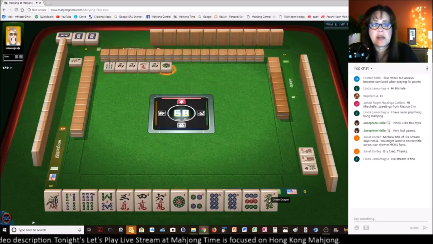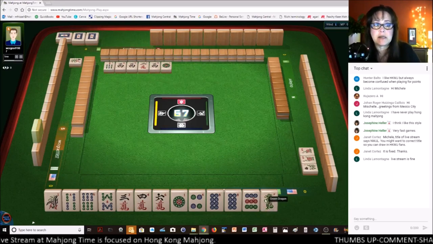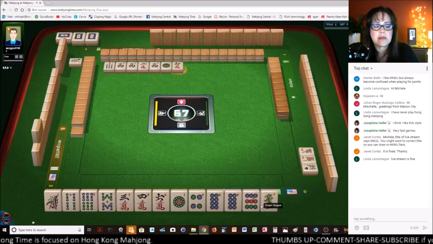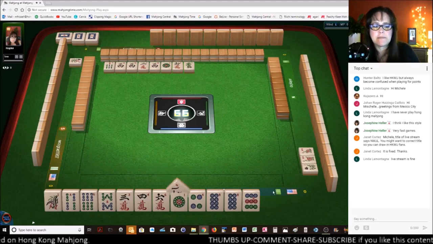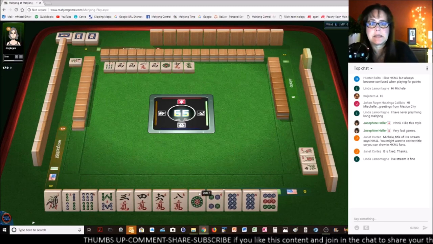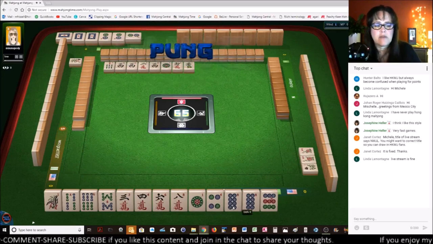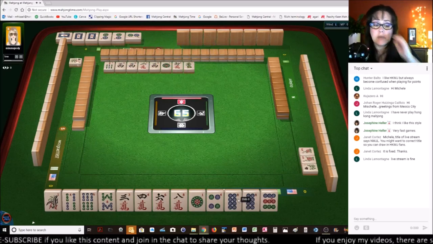Simples, 2 through 8, I should say. Tiles 2 through 8 is what we want. Six characters. There's one. Green dragon. That'll help give us some flexibility. Two dots. Pung. We have one pair, which you need. You always need a pair.